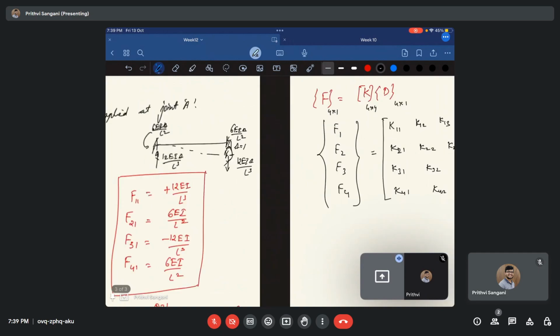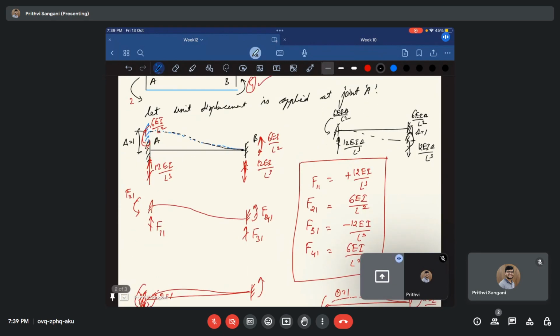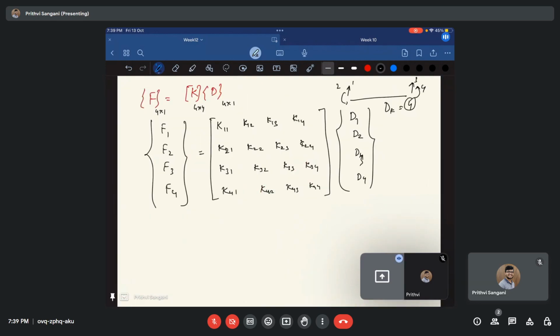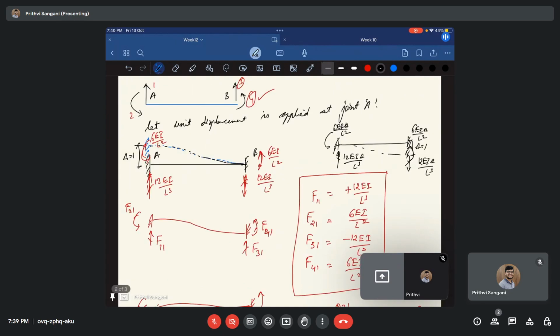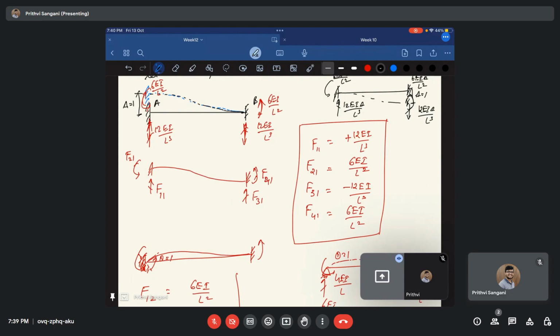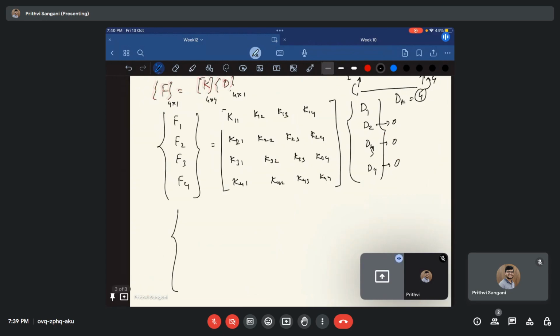What we have done earlier is we tried to find out the forces in the first degree of freedom, and we have restrained the other degrees of freedom, right? That means we have given a unit displacement in the first degree of freedom. So in that case, D2 will be 0, D3 will be 0, and D4 will be 0, right? Now we already calculated what the forces are. F11 is nothing but actually F1, right? F11 we already know how much that is.